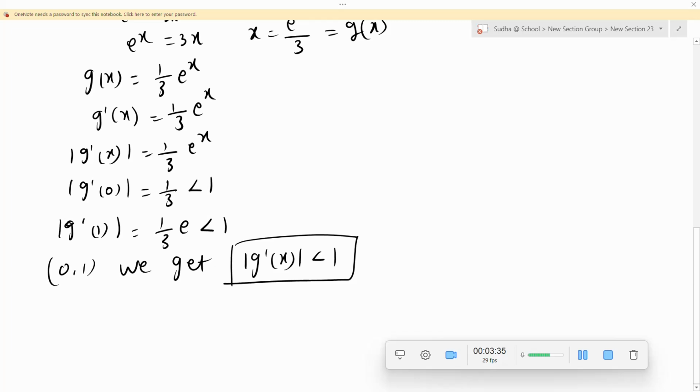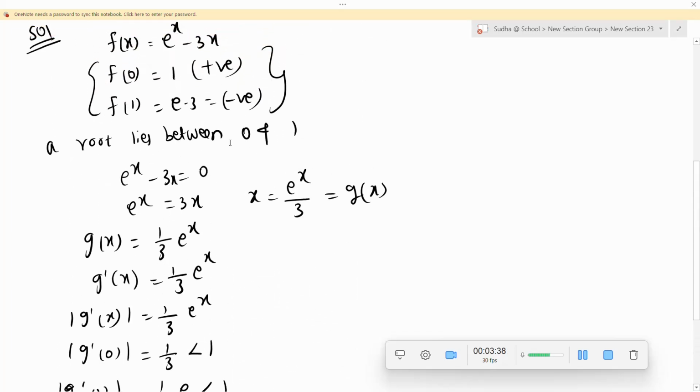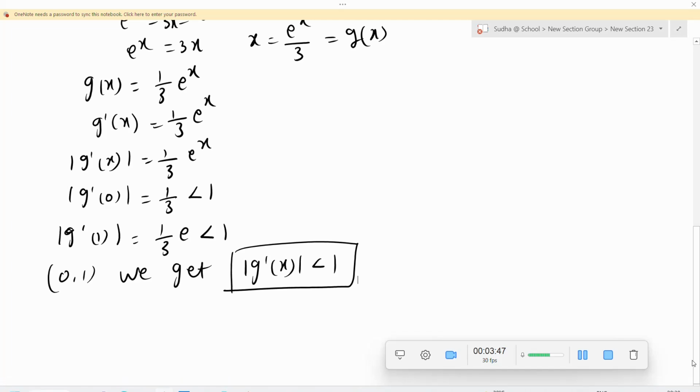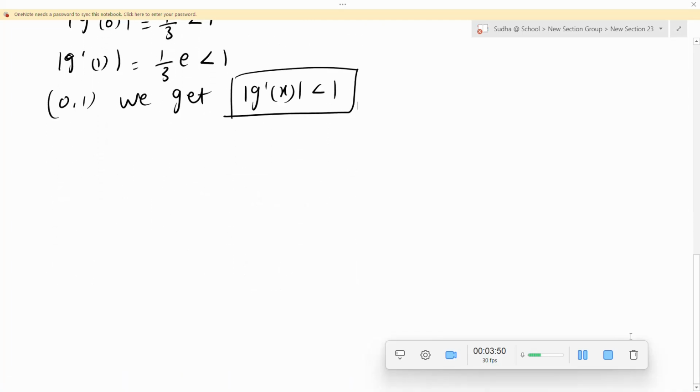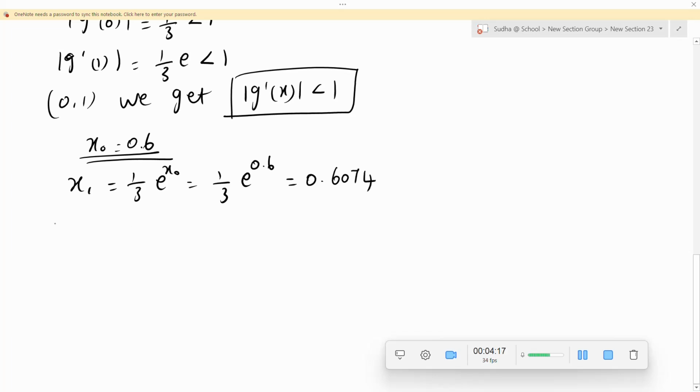So now we have to find the x naught value. We got the roots between 0 and 1, so I'm taking x naught value 0.6. So x1 equal to 1 by 3 e to the power x naught. So 1 by 3 e to the power x naught value 0.6. Using the calculator to simplify, we get 0.6074.